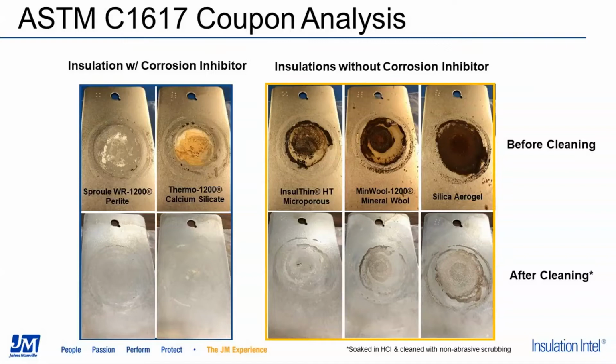And I would note that the coupons were cleaned with a hydrogen chloride solution with very non-abrasive scrubbing, as to have minimal disturbance to the base metal. This is different than the standard ASTM test method, which uses a much more abrasive scrubbing. So the insulations with the corrosion inhibitors resulted in a surface layer development that's clearly impacting the relative corrosivity of the insulations. So what is that layer then comprised of?